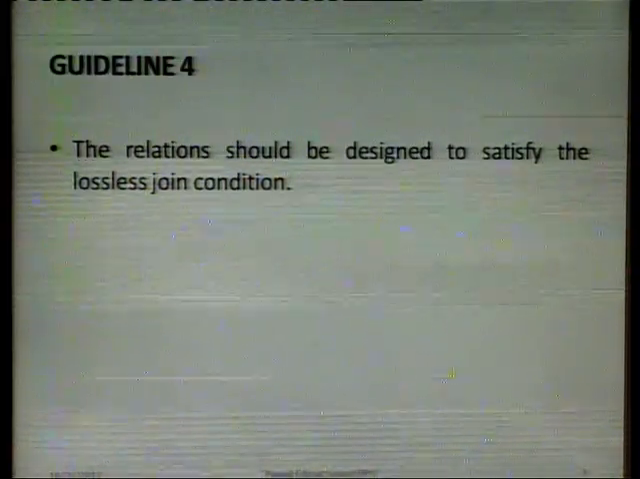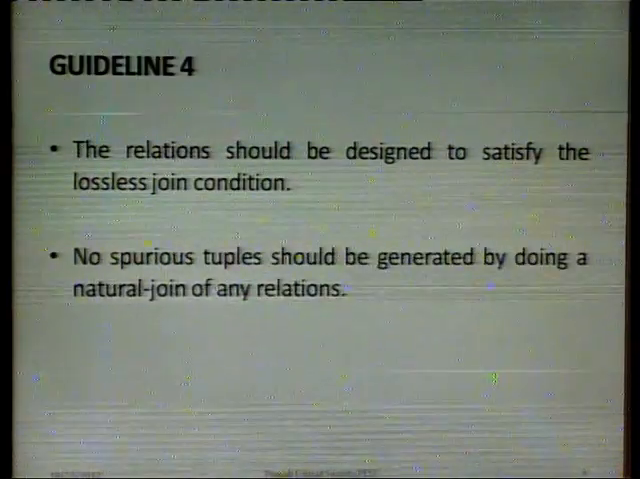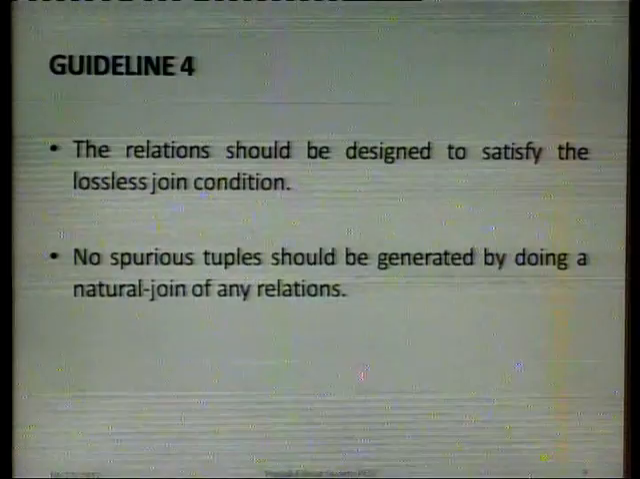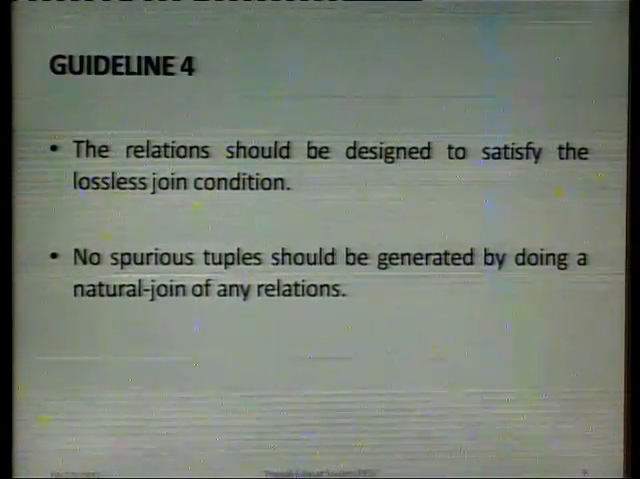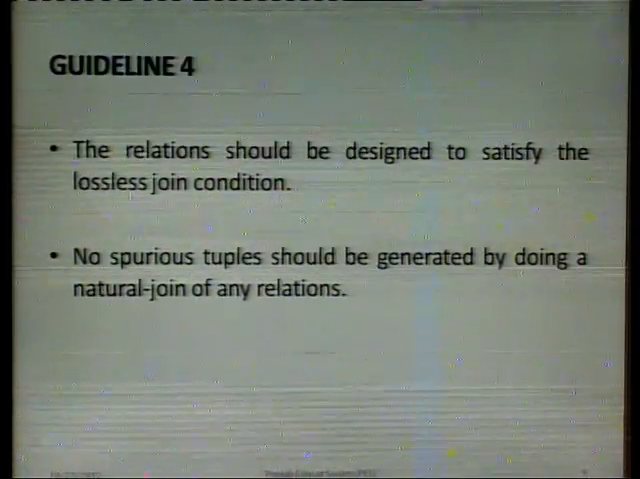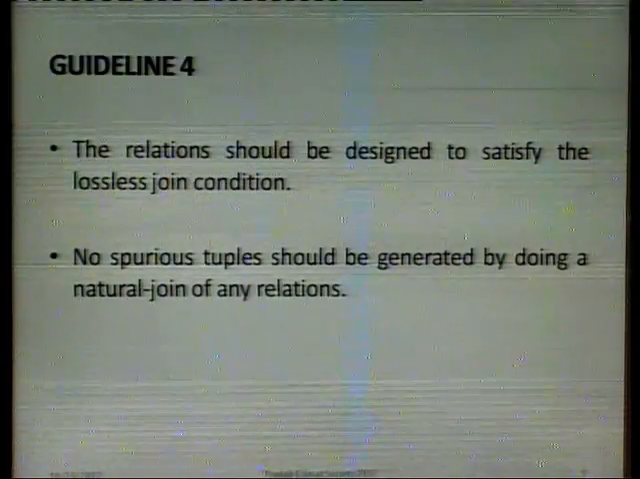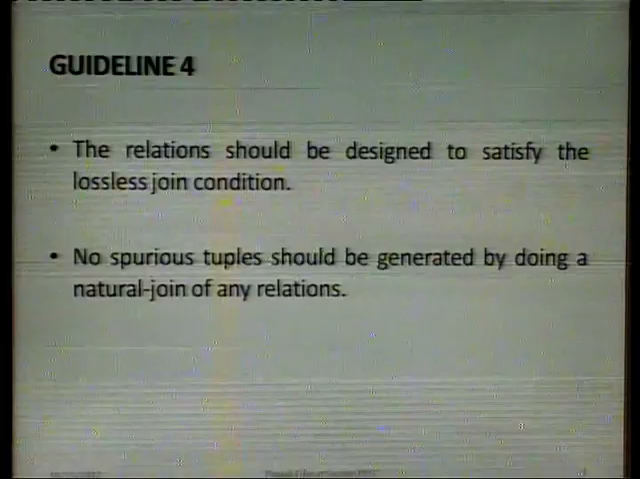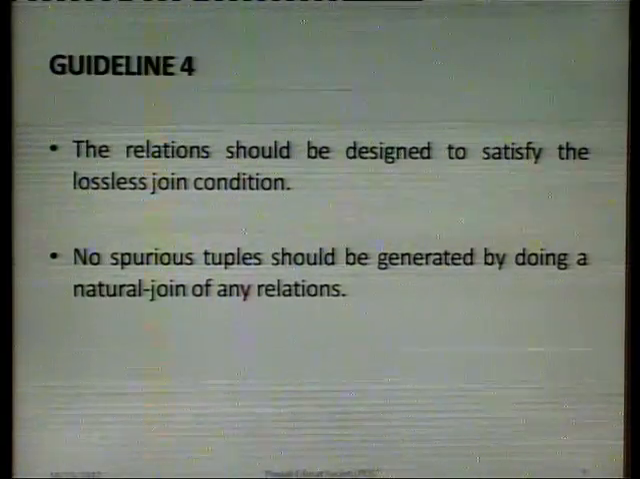The fourth guideline states that the relations should be designed to satisfy the lossless join condition. This condition states that no spurious tuples should be generated by doing a natural join of any relations. Now, spurious tuples are those tuples or records in the relations that contain invalid or wrong information. So these were the four informal guidelines for designing the relation schemas.